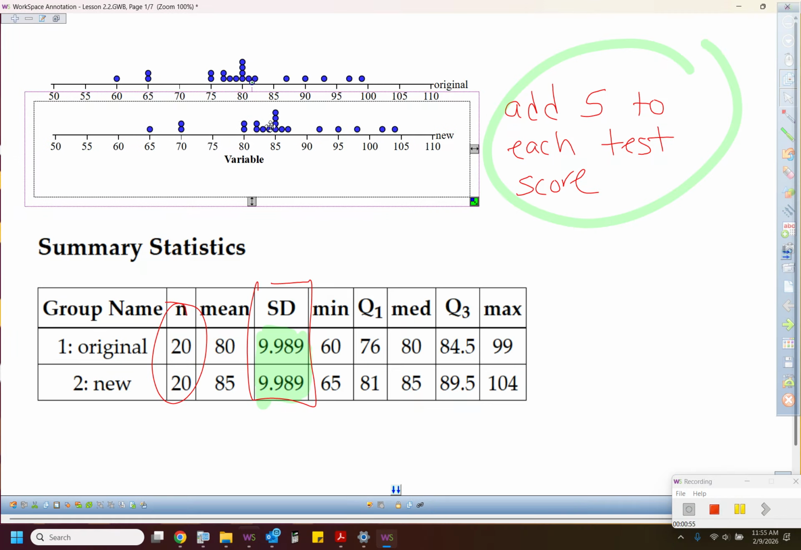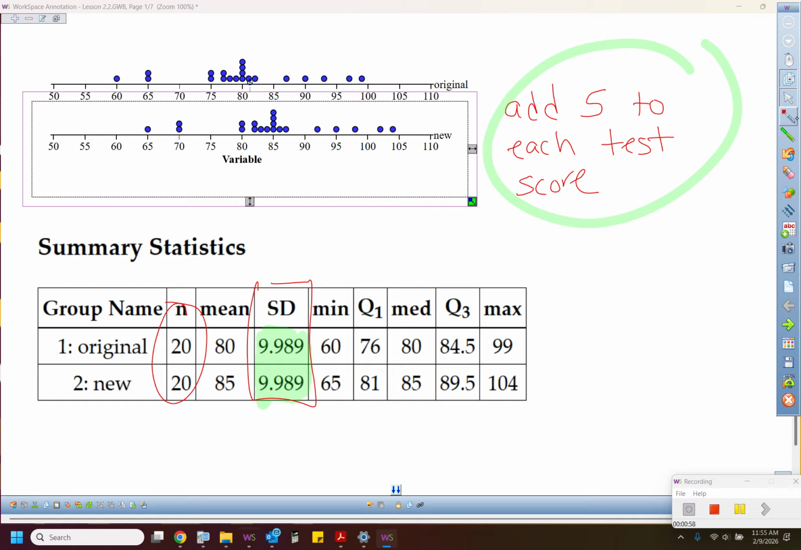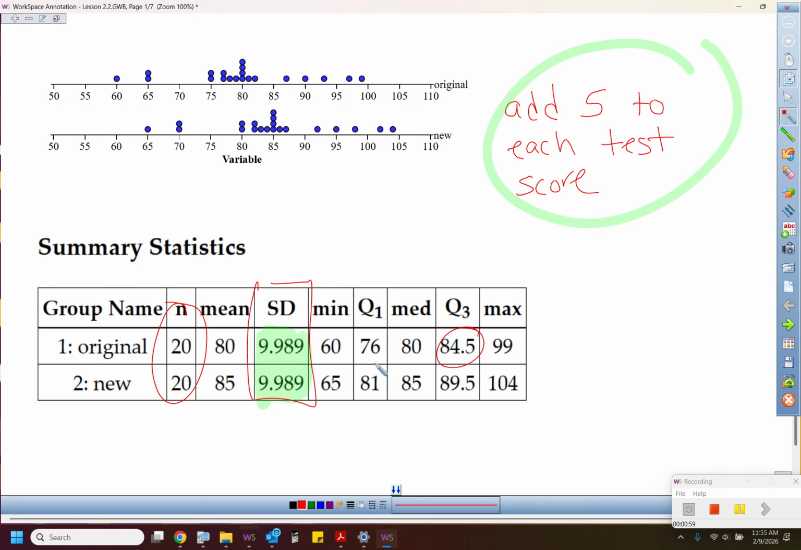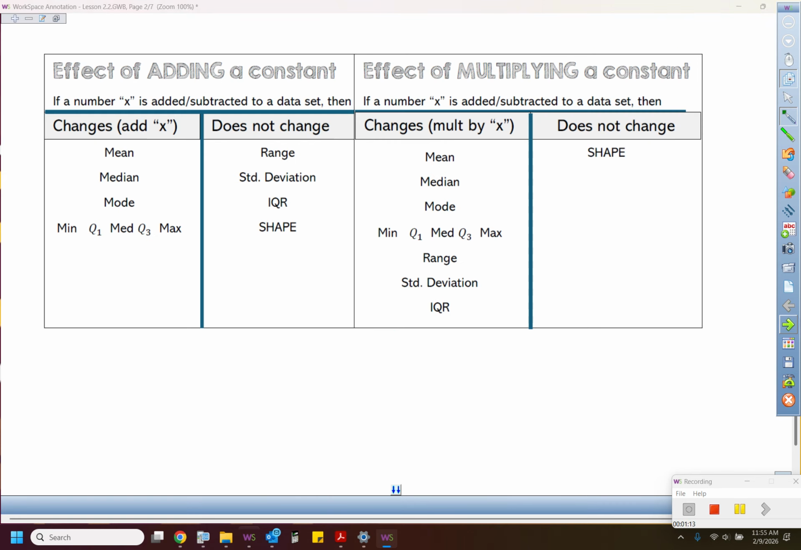What's weird, what you don't see on here, is the interquartile range. If you took Q3 minus Q1, you'll get the same thing as that minus that, because both of them move 5 to the right, so it doesn't affect the interquartile range or the range. And that's what today's lesson is all about, transformations of graphs. And I got it all filled out for us.